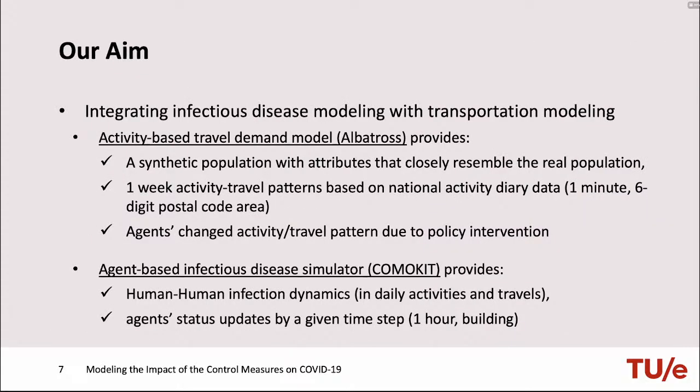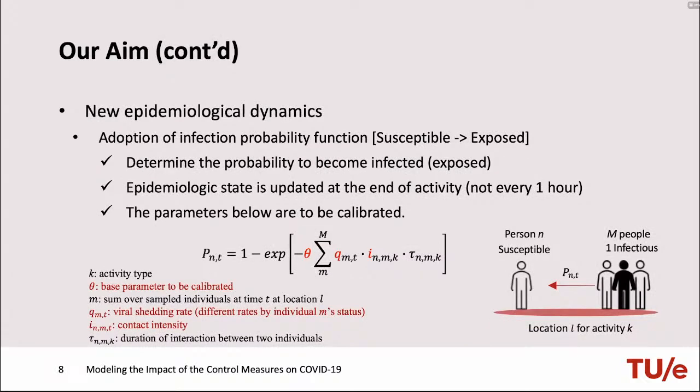Against this background, we plan to combine the activity-based model, which is Albatross, with an epidemiology agent-based model, which is CommonKit. However, there are some hurdles to leap because of different scales in time and space of the two model systems. In this context, we had to develop a new epidemiological dynamic module with an adoption of an infection probability function to model the dynamics in transition between susceptible and exposed. Basically, this function determines the probability to become infected or exposed. So at the end of every activity, the agent's status will be updated. And the parameters in these functions are our interest of calibration.